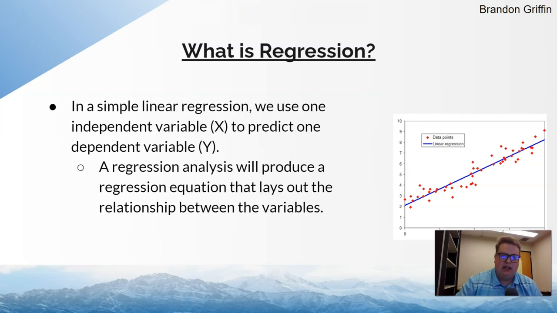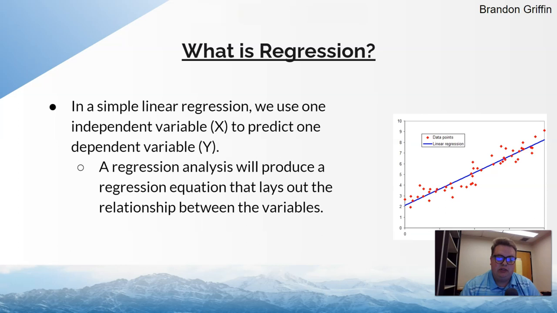But let's look at some examples after we keep talking about it. So there are multiple types of regression, but the one that we're going to talk about in detail today is going to be simple linear regression. And in a simple linear regression, we use one independent variable to predict one dependent variable. And we're talking about linear regression. So that is just a line.